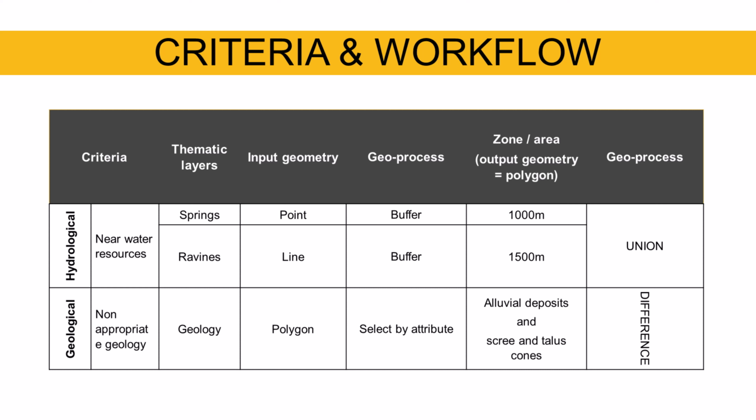The second criterion is based on the geology layer. Develop a zone of exclusion consisting of soils unlikely to hold prehistorical remains. One of the pathways to solve this is to select by attributes from the geology layer the soils that are described as alluvial deposits and those of scree and talus cones, then save as a new layer to be used in the next step. The last step to create the most probable areas is to erase from the zone of water influence the zone of exclusion. You can use the tool difference, but you can find at least 2 more ways to solve this problem.